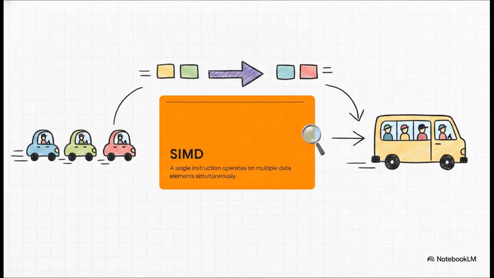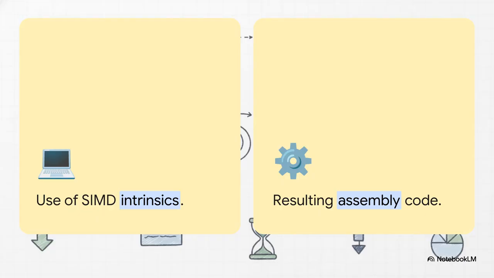Then we have SIMD. That stands for Single Instruction Multiple Data. To wrap your head around this, imagine you have 4 friends who are all heading to the exact same destination. It makes zero sense for all 4 of them to drive 4 separate cars, right? You organize a carpool. Well, SIMD is basically the compiler organizing a massive carpool for your data. It transforms the code so that a single instruction from the processor operates on multiple data elements all at the exact same time.